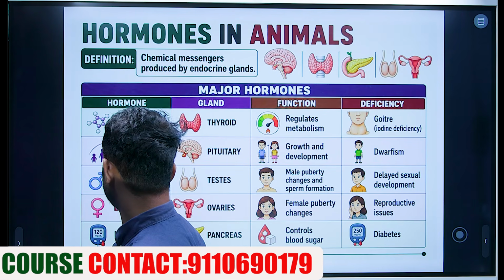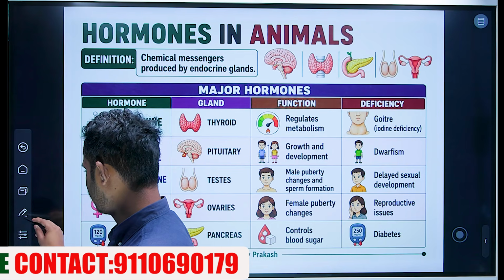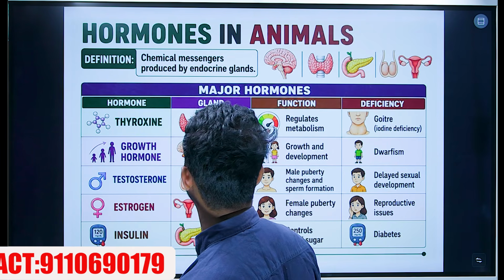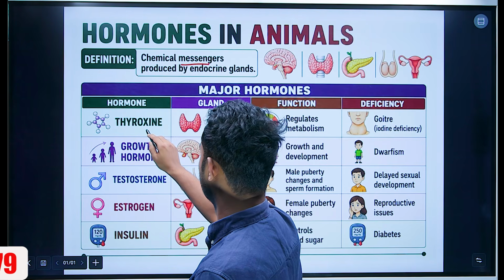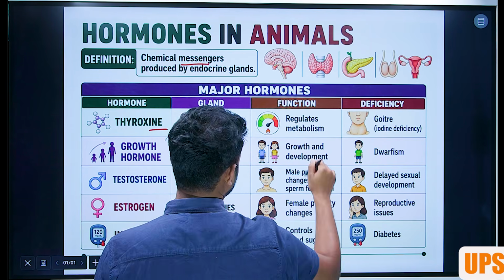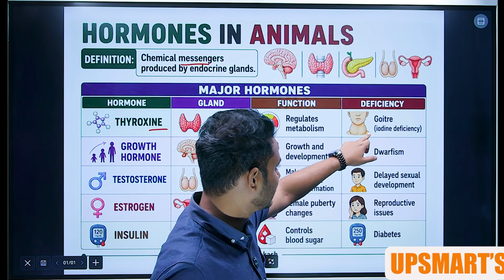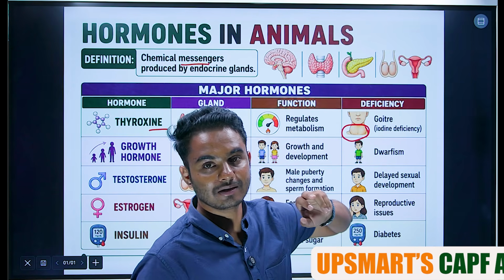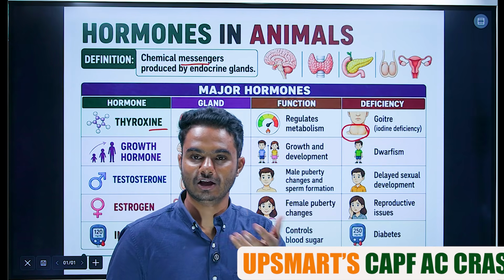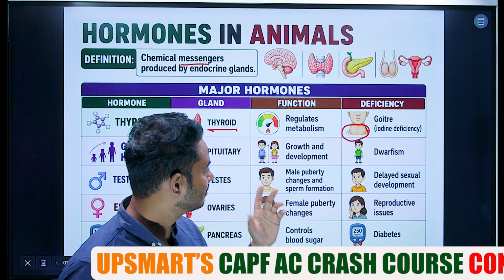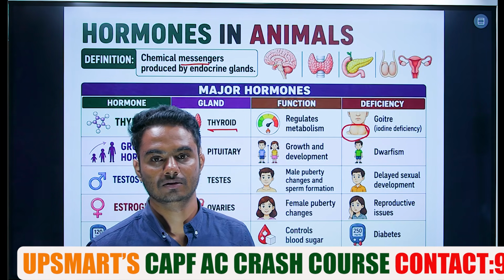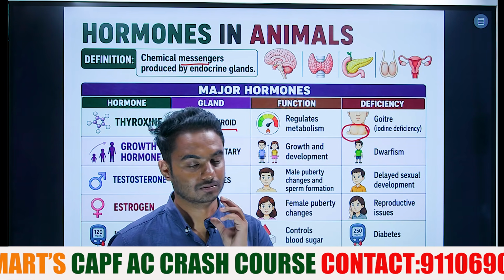Next, all this we have discussed. It will just be a recap with an addition of 1 or 2 hormones. Hormones in animals are chemical messengers, which you already know. Thyroxine is by the thyroid. You have seen these things, right? People usually say, I got a thyroid issue. Thyroid is the gland. Thyroxine is the hormone.